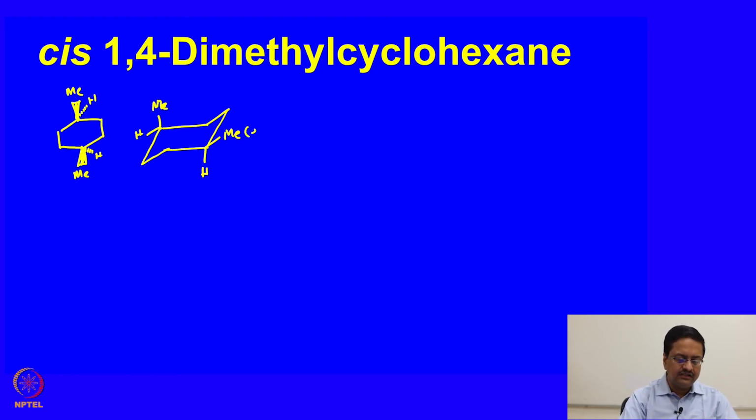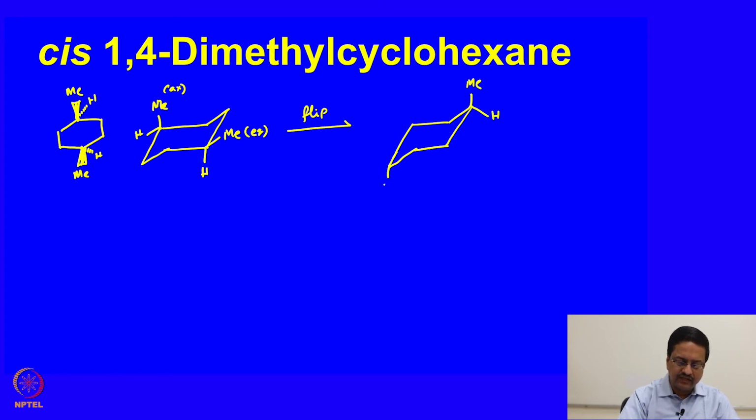So remember that now here it is equatorial and the other one is axial. If you flip, it goes like that. On flipping, this carbon has the methyl up, the hydrogen down, and the carbon 4 has hydrogen in the down and methyl in the up position. See here, this is axial and this is equatorial.